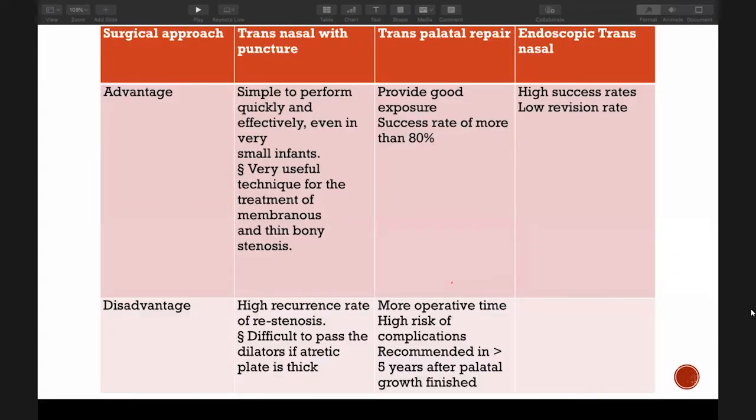Then we have here the advantages and disadvantages. For the transnasal puncture, the disadvantages are high recurrence, restenosis, and difficulty passing dilators. The advantages are that it is a short procedure and less invasive. For the transpalatal repair, it provides good exposure. However, the main disadvantage is more postoperative complications, because it can affect palatal growth if the child is below 5 years. The endoscopic approach, as we mentioned before, has a high success rate with a low revision rate.